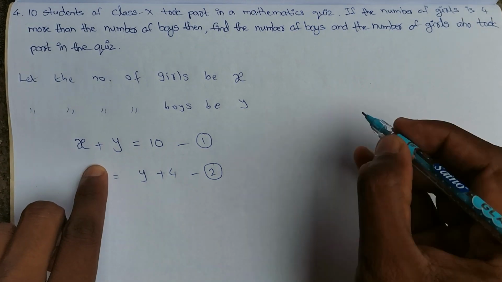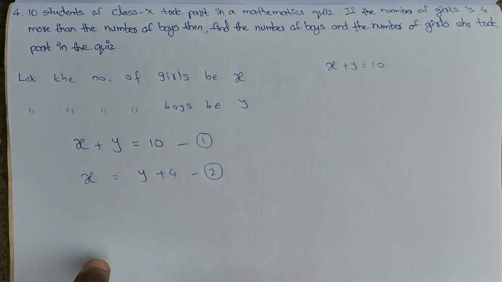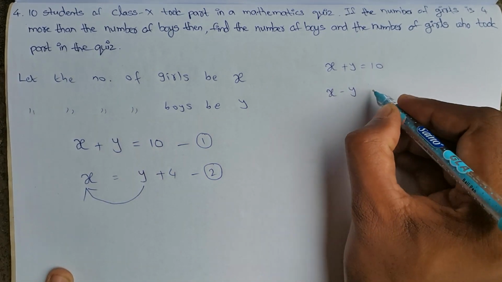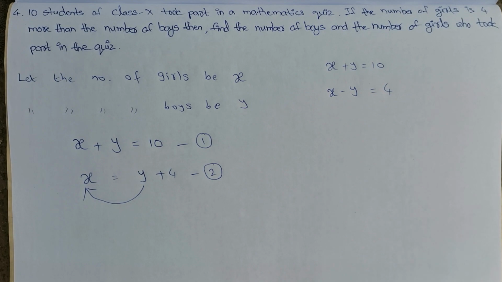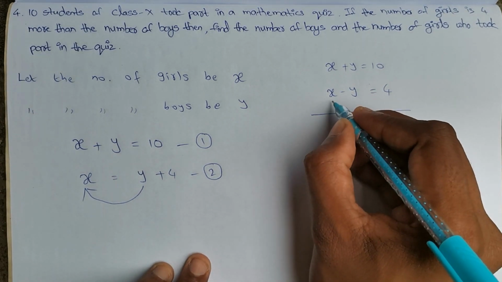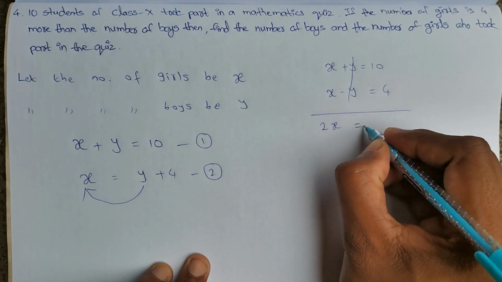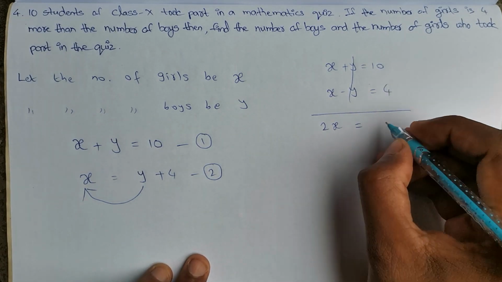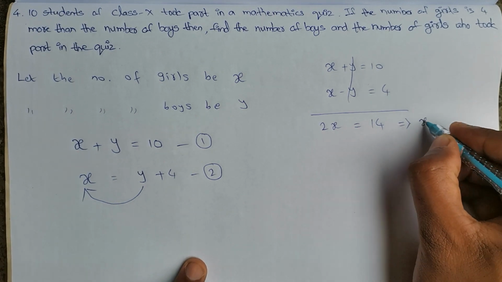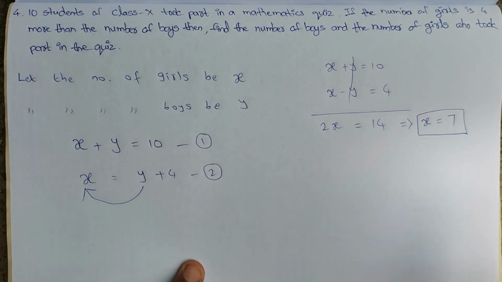So first equation as it is I am writing, that is x plus y is equal to 10, and from the second equation this y I am taking to the left side. So we will get x minus y is equal to 4. Now I will do addition of these two equations. So x plus x, 2x, plus y minus y cancel, which is equal to 10 plus 4, 14. 2x is equal to 14, then x is equal to 14 divided by 2, that is nothing but 7.